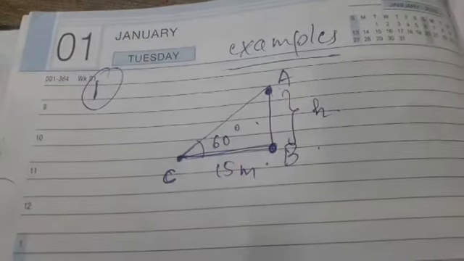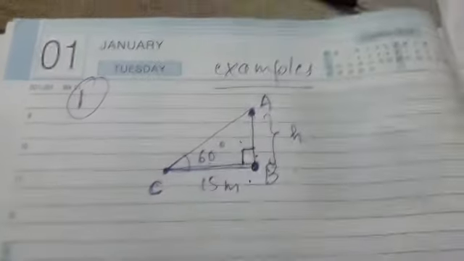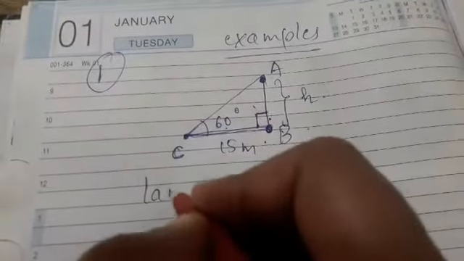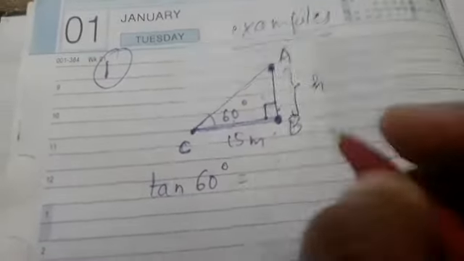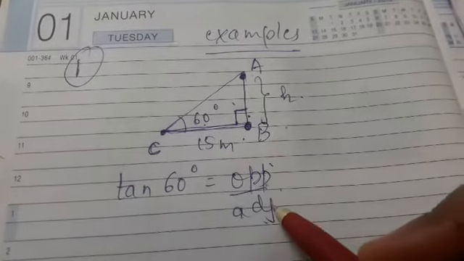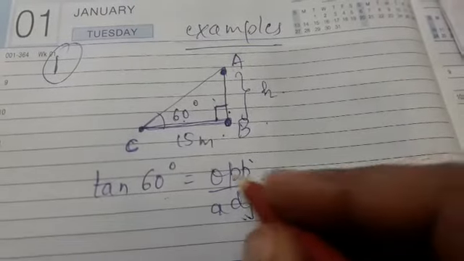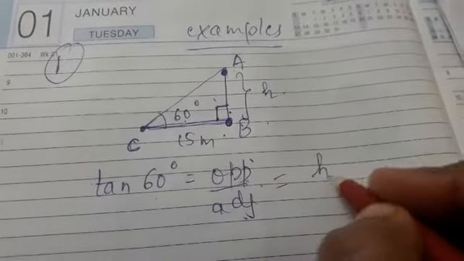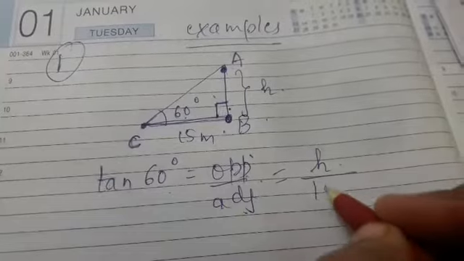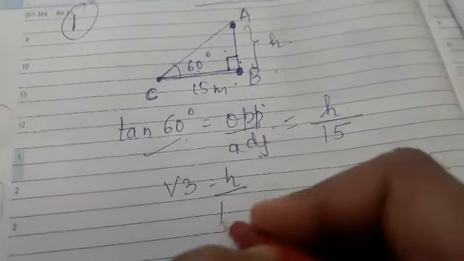Very simple. This is a 60 degree angle, this is a 90 degree angle. So we'll take tan. Tan of 60 degree is equal to opposite upon adjacent. I hope, children, that you know these ratios, because you have already studied this before. And opposite over here will be h, adjacent will be 15. Tan 60 is root 3, h by 15.